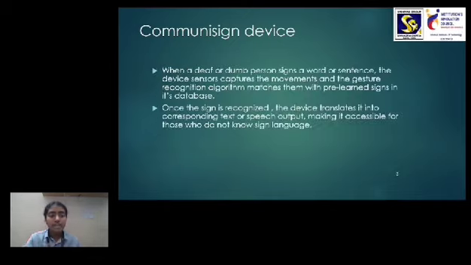And then we have the working of the company sign device. When a deaf or dumb person signs a word or sentence, the device sensors capture the movements and then the gesture recognition algorithm matches them with pre-learned signs in its database. Once the sign is recognized, the device translates it into corresponding text or speech output, making it accessible for those who don't know the sign language.